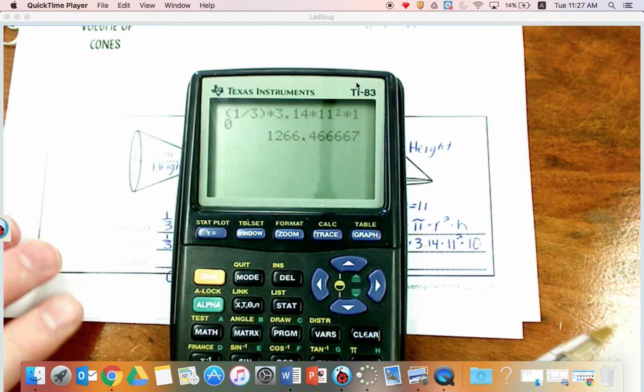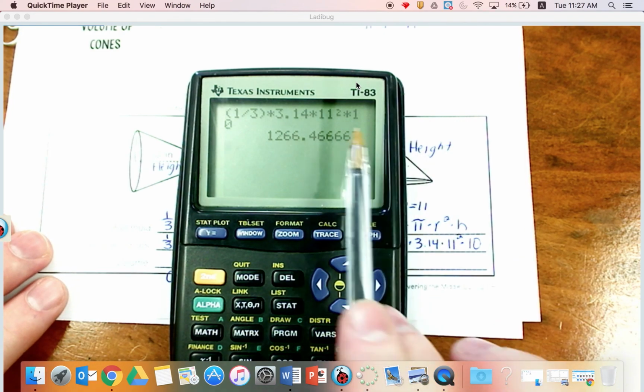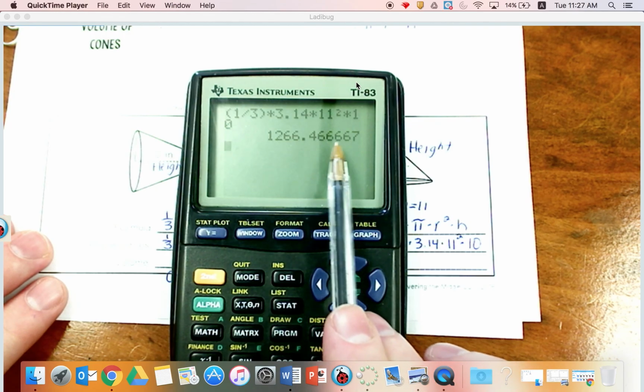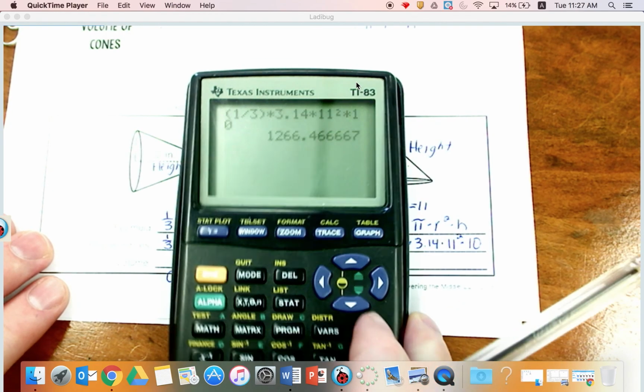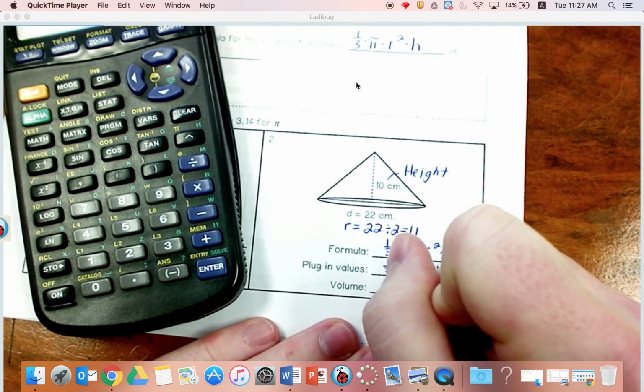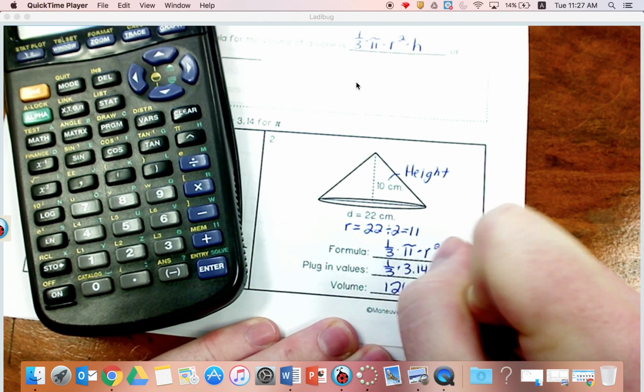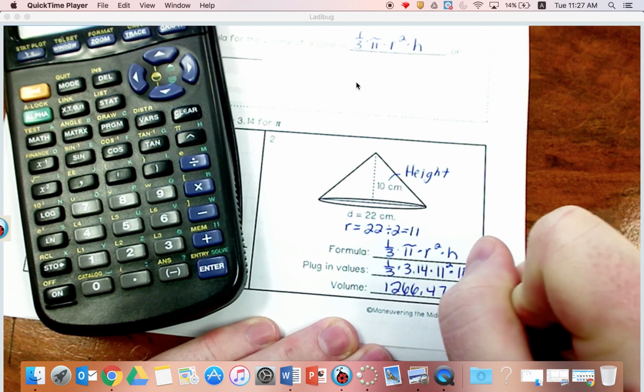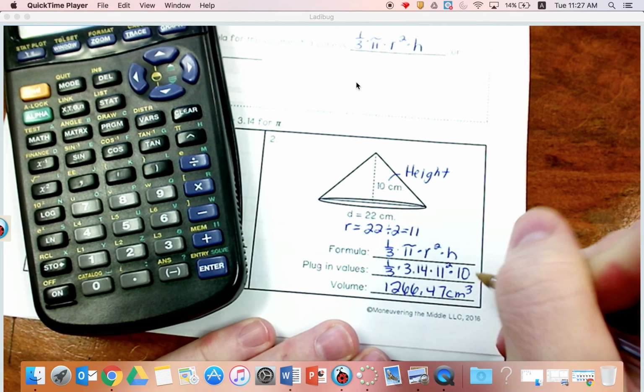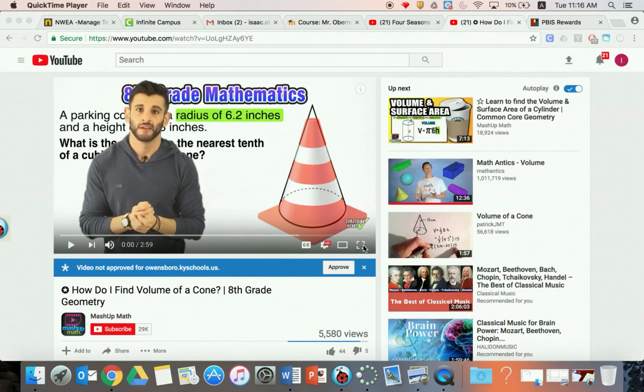And it gives me this big long decimal here, 1,266.46666, and I'm just going to round that up to the nearest hundredth. So I'm going to take this third 6, and it's going to round that 6 up to a 7. So my answer there will be 1,266.47 centimeters cubed. Thank you very much.